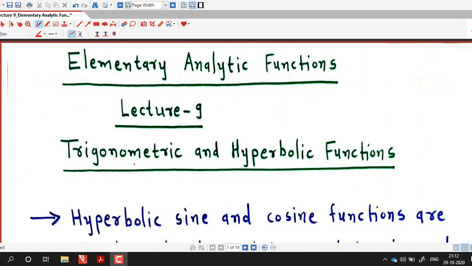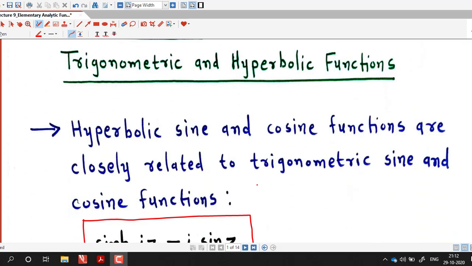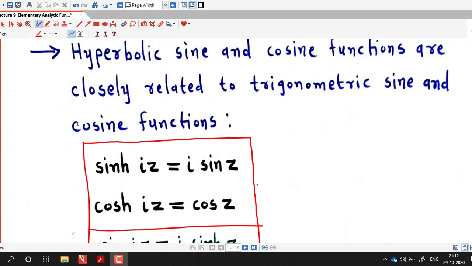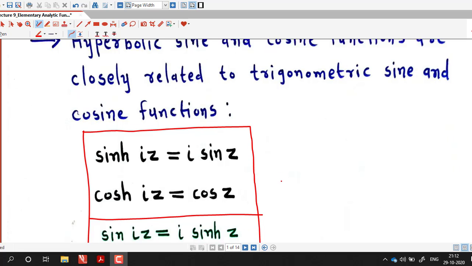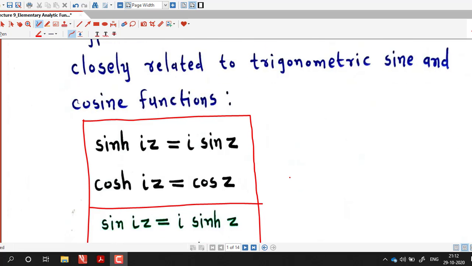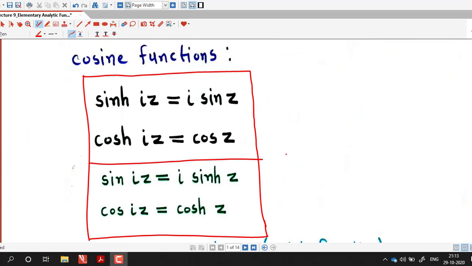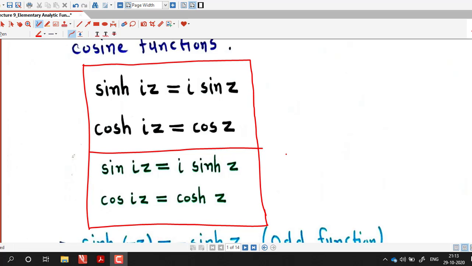In this lecture, we are going to discuss some more properties of trigonometric and hyperbolic functions of complex variables. So first we see the relationship between trigonometric and hyperbolic functions. We can convert hyperbolic function into trigonometric or trigonometric into hyperbolic function using these relationships.